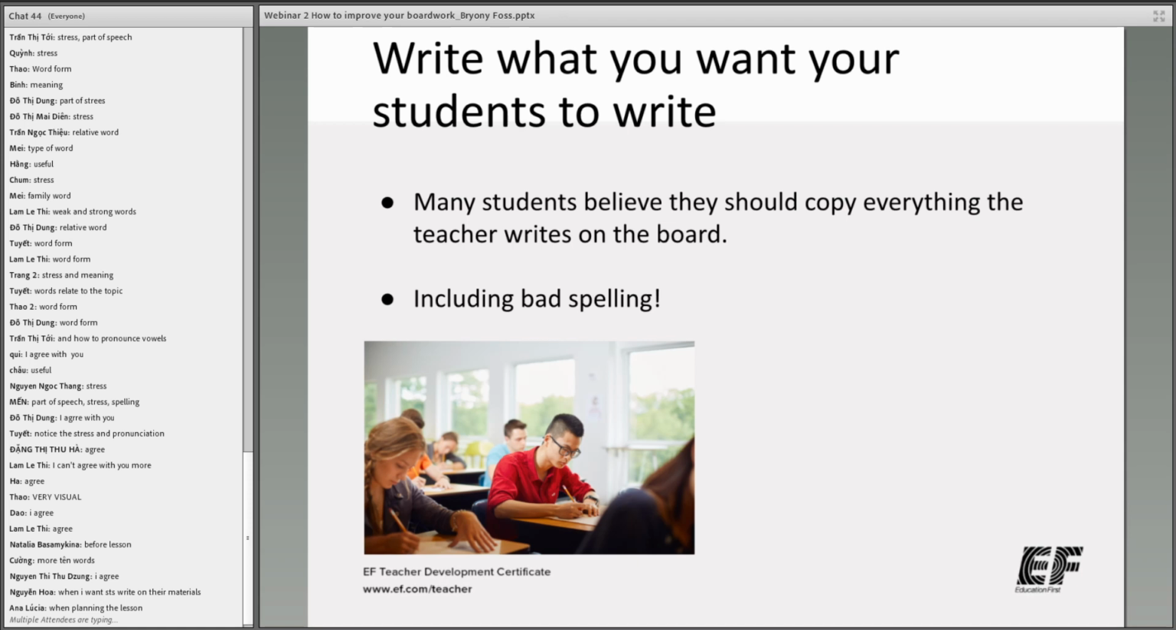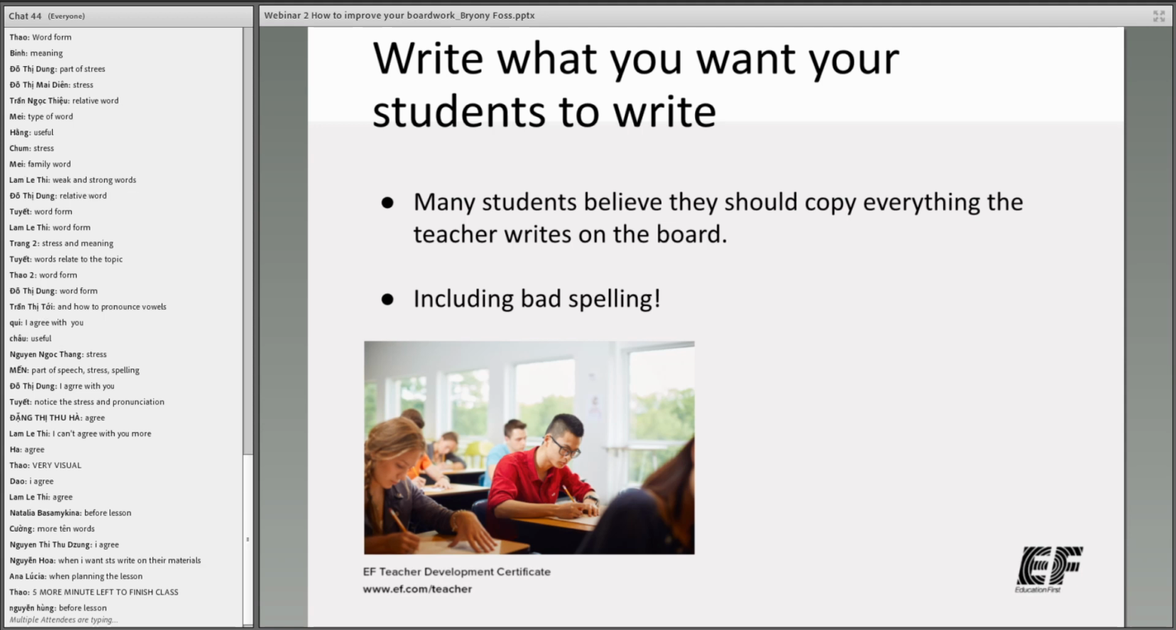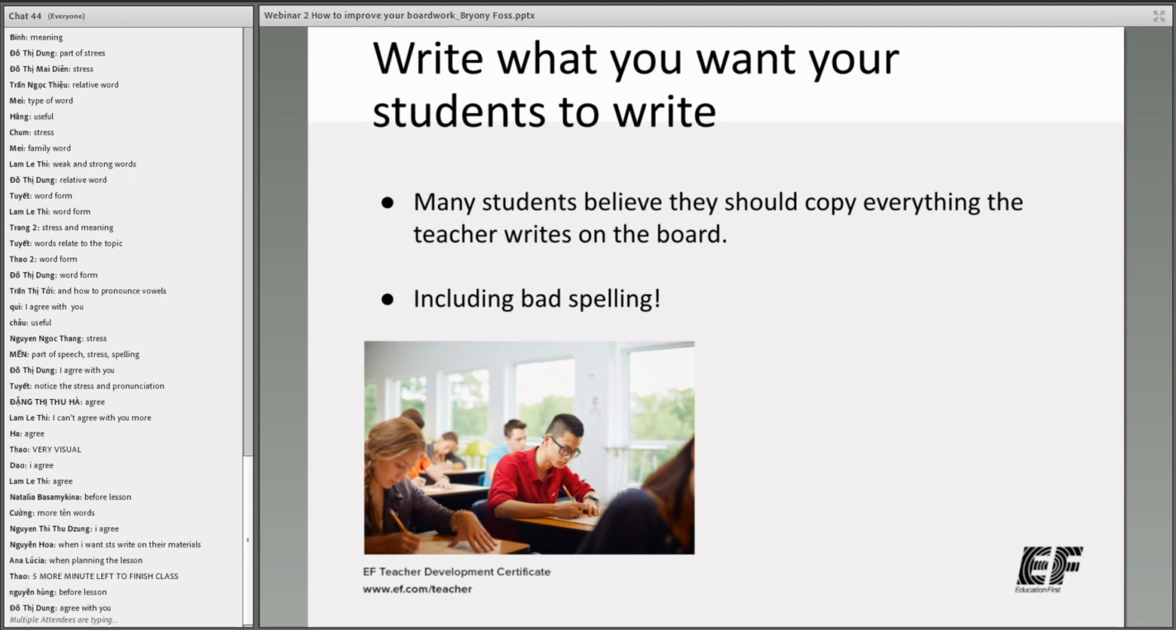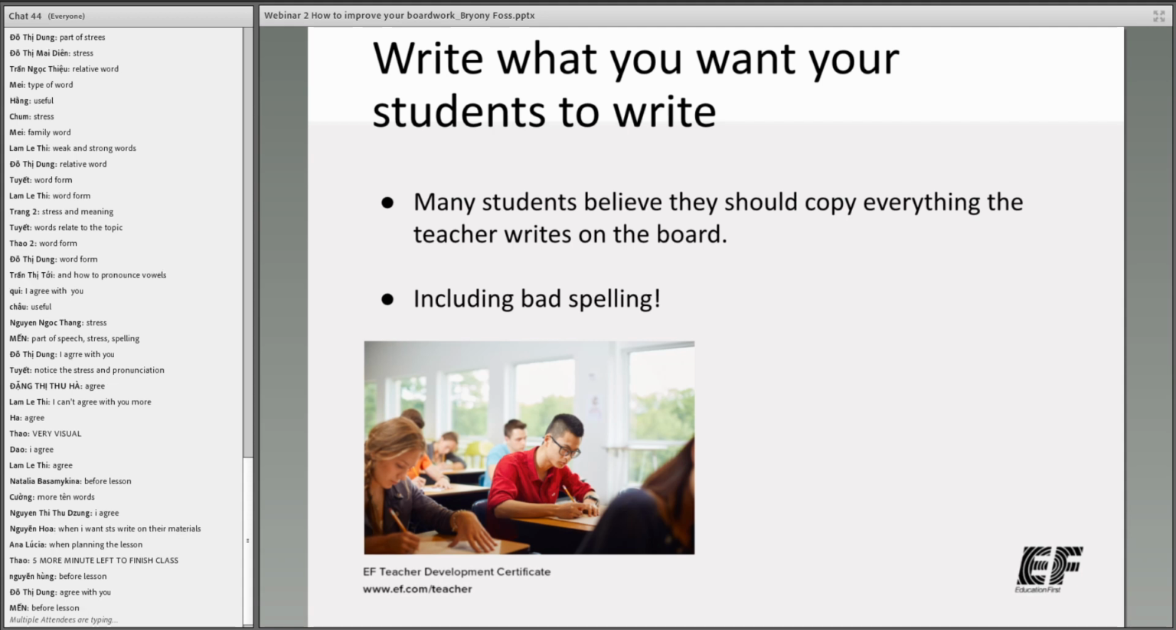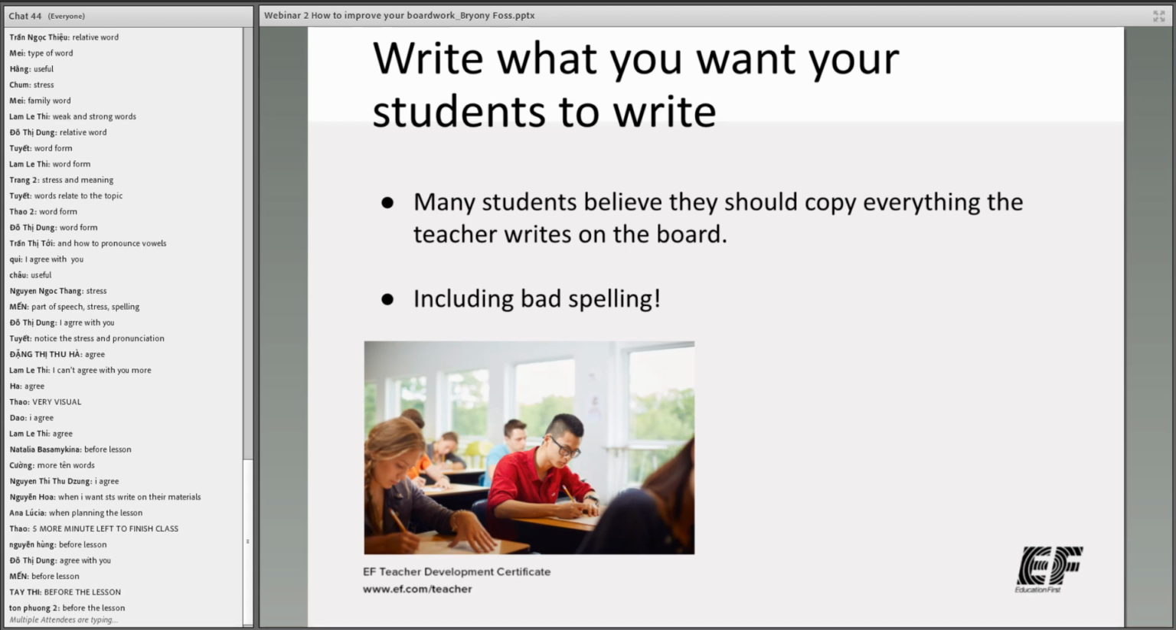When planning the lesson. Good. I see people have written before the lesson, when you're planning the lesson. No, not 5 minutes left to finish the class. So before the lesson, exactly. This is something else to include in your planning stage with your board work. Only put on the board what you need to put on the board before the lesson.